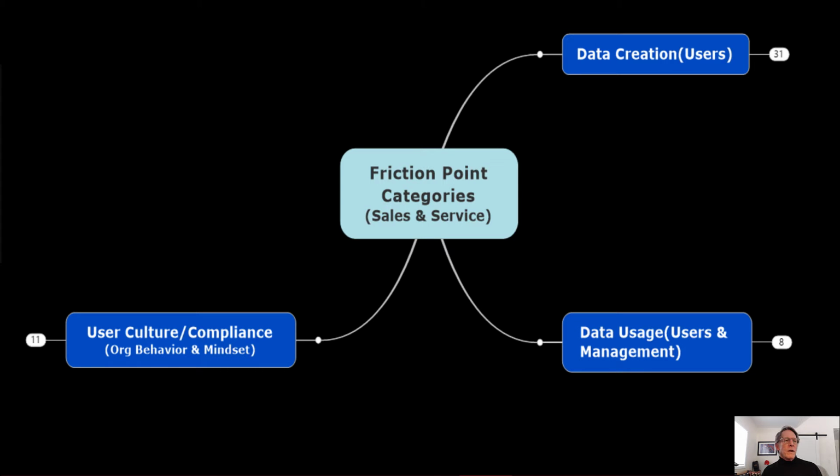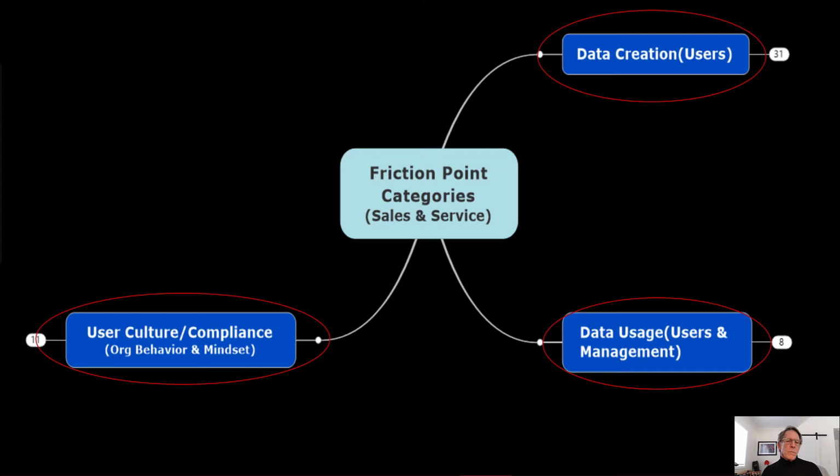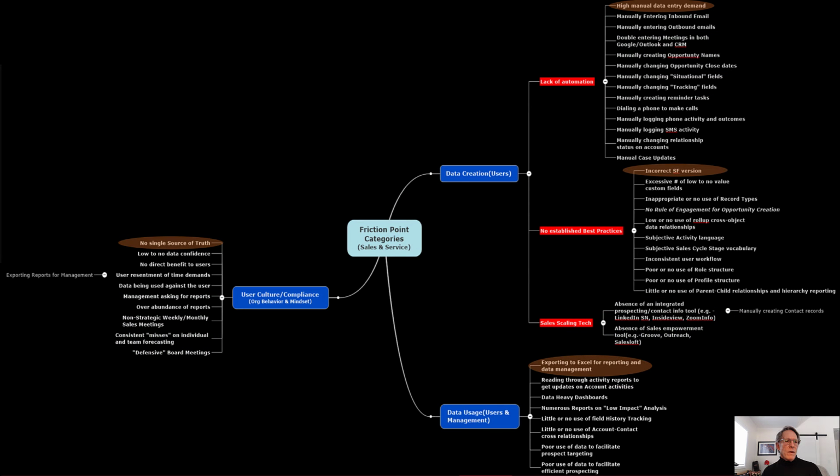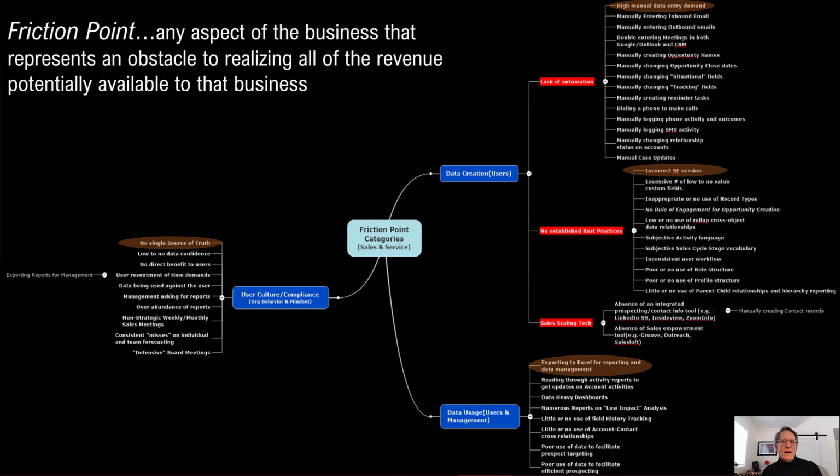Well, before we go into the itemization of that, let's talk about what a friction point is. We're going to look at friction points in three silos: data creation, data usage, and user management culture. Since visuals help understand the magnitude of something, we're going to look at a partial example of what sits in those three silos. First, let's take a look at what a friction point actually is. It's any aspect of the business that represents an obstacle to realizing all the revenue potentially available to that business. I suggest you hit pause and look through the items. Every one of these items, and many others, if not addressed, rob your business of available revenue and productivity.